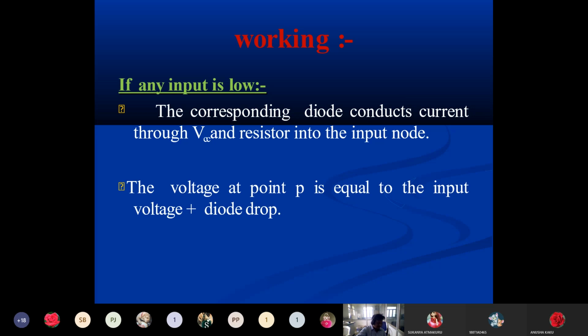If Vx drops to 1 volt, then in the diode AND gate, the output voltage equals the lower of the two input voltages plus a diode drop. Then Vz drops to 1.6 volts, and the diode D2 is reverse biased. That means based on the forward bias and the reverse bias, we get the output voltage.